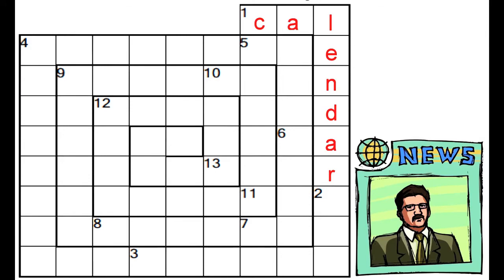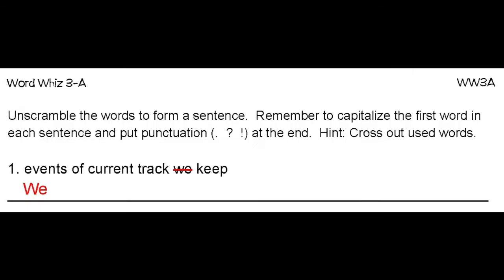On this exercise, the student will unscramble the words to form a complete sentence. Remember to capitalize the first word in each sentence and to use punctuation at the end. Cross out words as they are used. We keep track of current events. Do not forget to use correct punctuation.